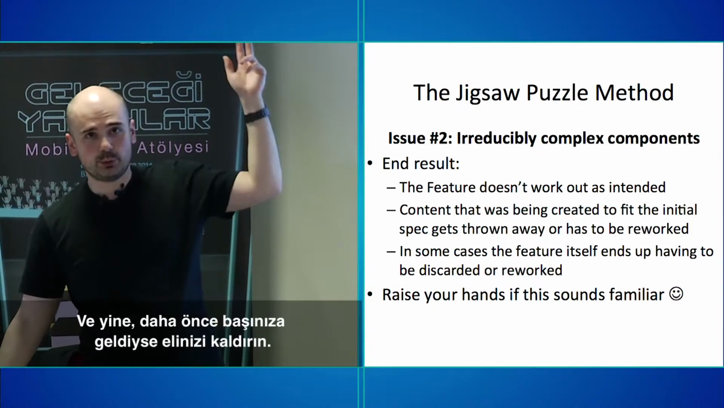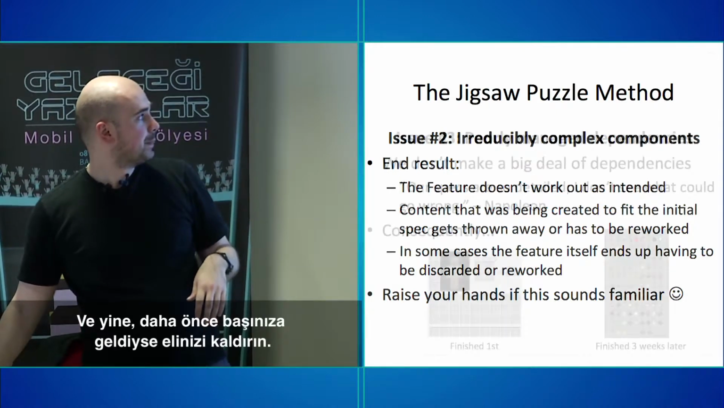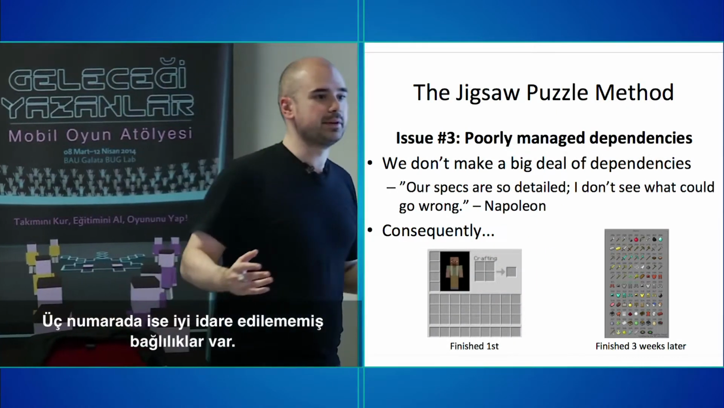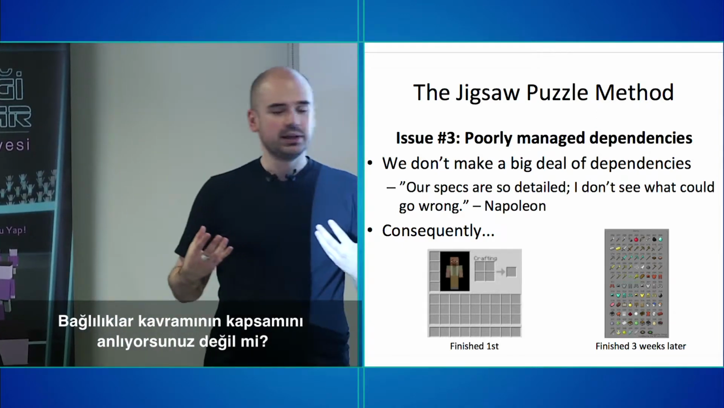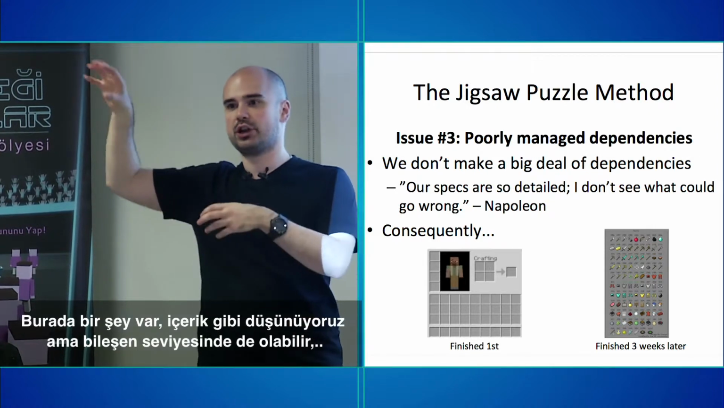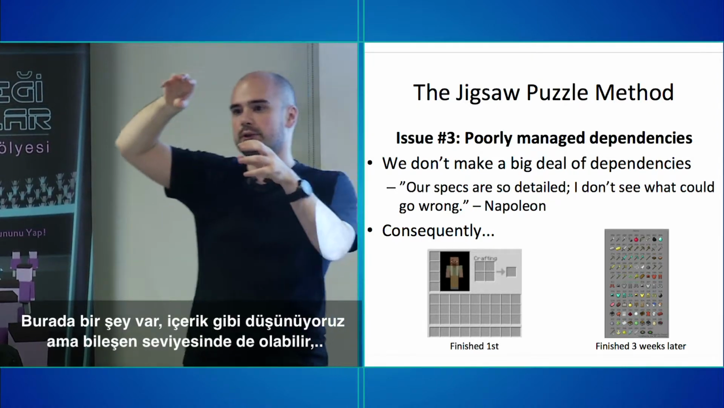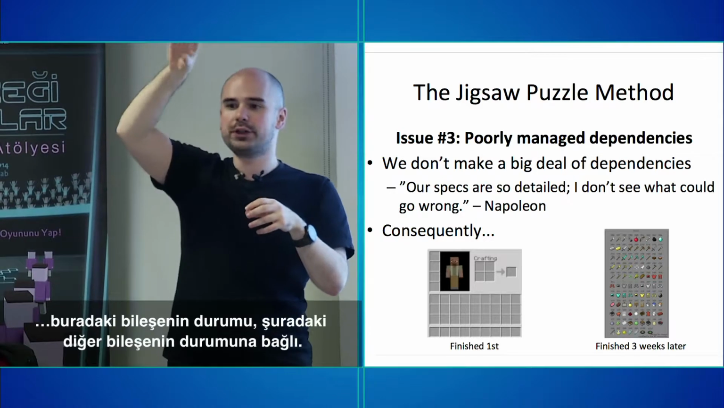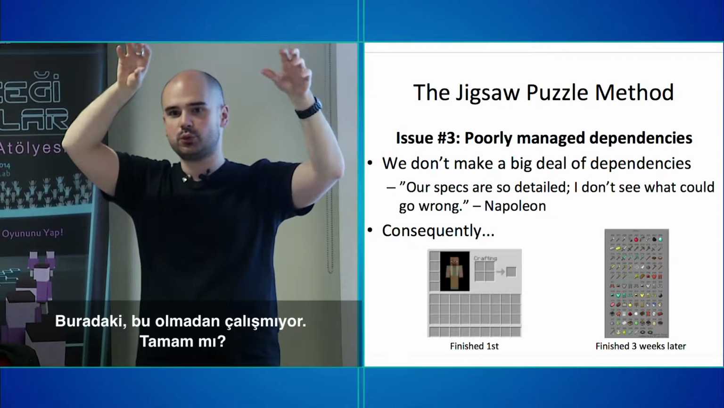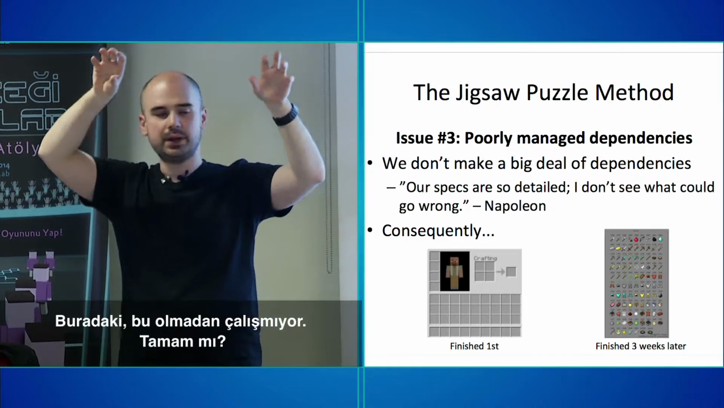So can I ask people to raise their hands if this sounds familiar? Then you have number 3. Now, poorly managed dependencies. So do you guys understand the concept of dependencies? So you have one thing over here, like we said with the content, where you can have it on the feature level too. So you can have one feature over here that depends on another feature over here. This doesn't work without this, right?